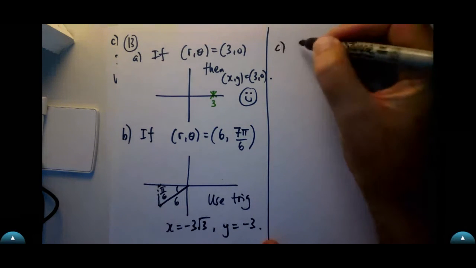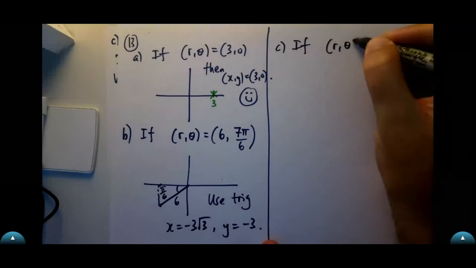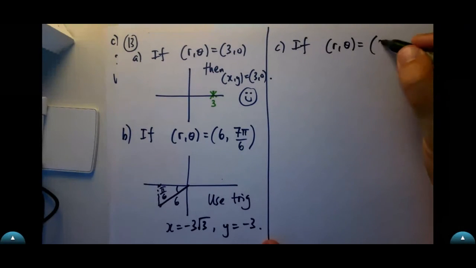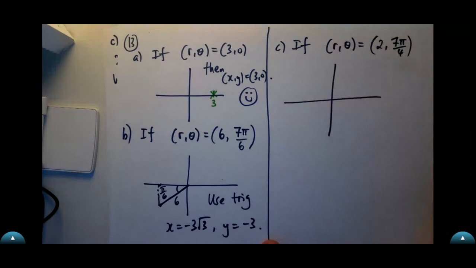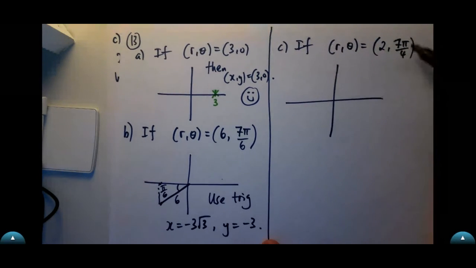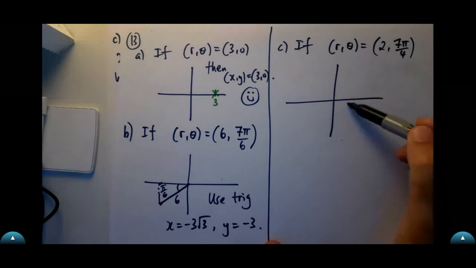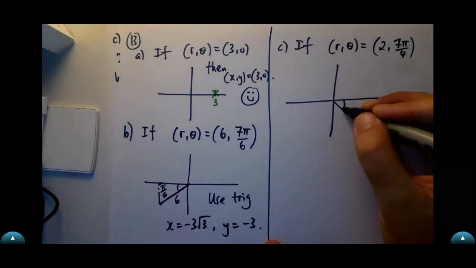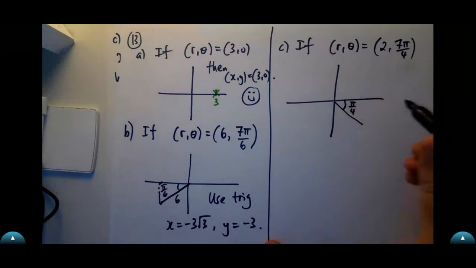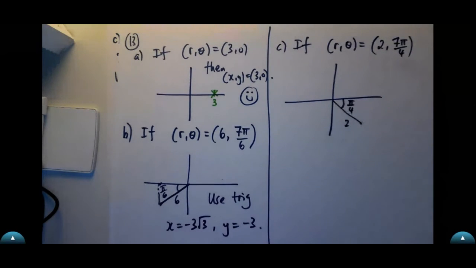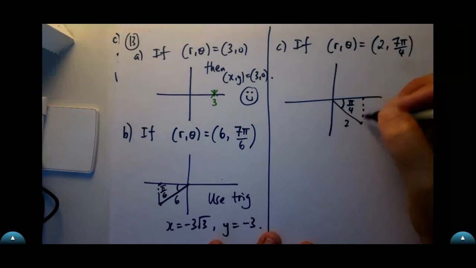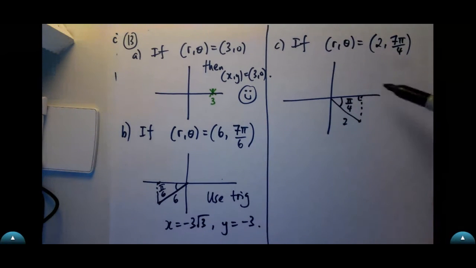And what about part C? Let's draw that. So you go out 2 units and you rotate 7 pi on 4, which is almost 2 pi. So you go all around here and then you come back pi on 4. And this will be 2 units here. So who can tell me in the chat, what would the corresponding x and y coordinates be here?